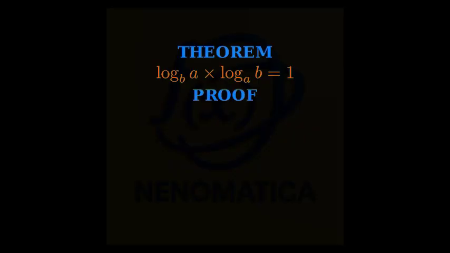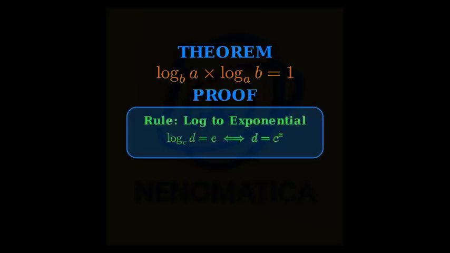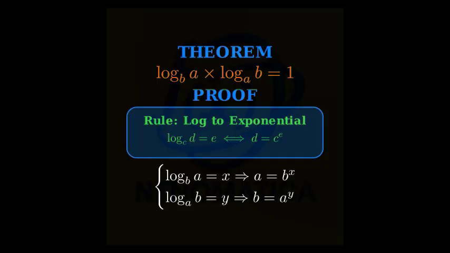Proof outline. We begin by introducing two variables for the logs and convert each to its exponential form. Step 1. Using the definition of a logarithm, log base c of d equals e if and only if d equals c to the e. Let x equal log base b of a, which implies a equals b to the x, and let y equal log base a of b, which implies b equals a to the y.